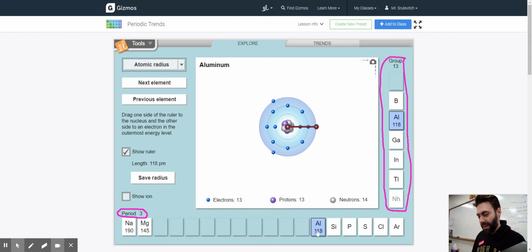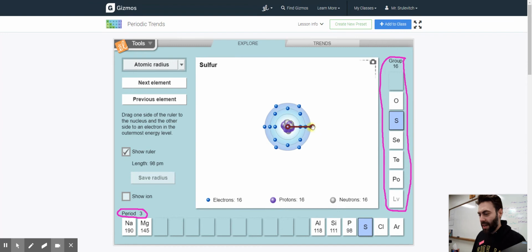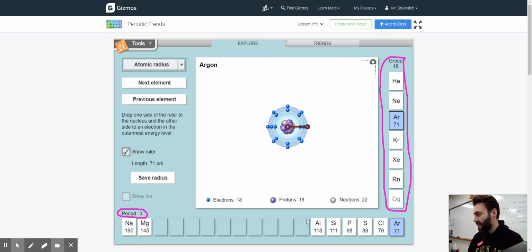So aluminum, Al, 118, silicon, 111, potassium, 98. So again, I want you to observe what is happening to the atomic radius. Look at these numbers at the bottom here. What's the trend you're seeing with those numbers? Again, these numbers represent the atomic radius.